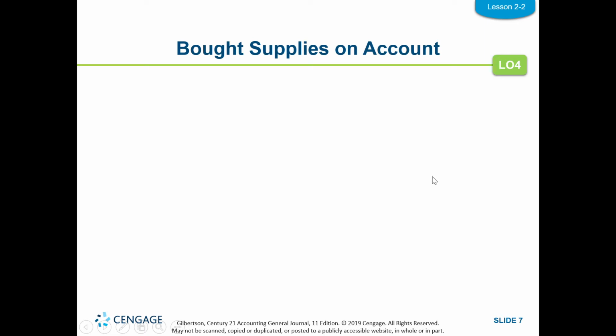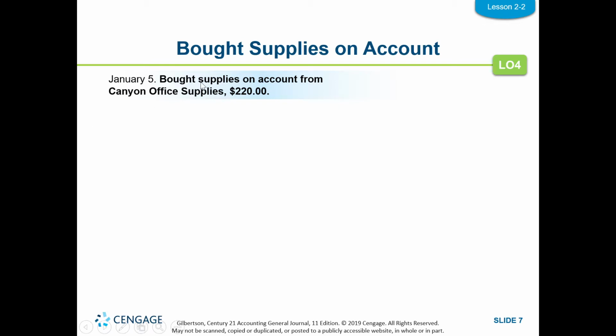Okay. Now sometimes we're not going to have enough money and we need to buy something on account, or we're just going to use a credit card or whatever for right now. Okay, so we're going to buy supplies on account. January 5th, we bought supplies on account from Canyon Office Supplies, $220, excuse me.